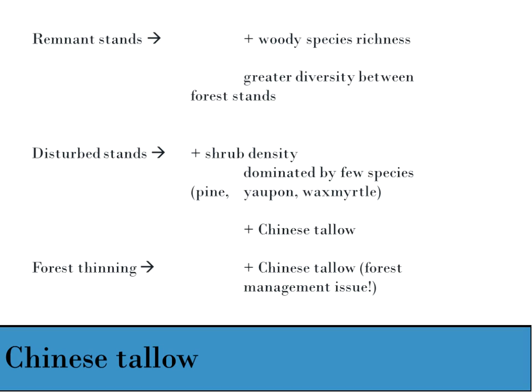So from this study, we were able to find that, yes, those remnant stands had greater woody species richness, and they had greater diversity between forest stands, which is very characteristic of maritime forests. And these disturbed stands had an increase of shrub density, so that really thick understory of yaupon and wax myrtle. They were dominated by few species, which includes slash pine, yaupon, and wax myrtle, and they had a greater amount of Chinese tallow. And then we found that forest thinning increased Chinese tallow, which creates this forest management issue.